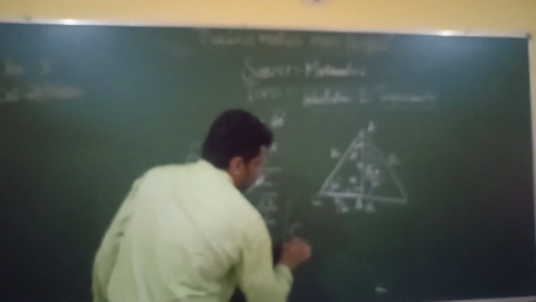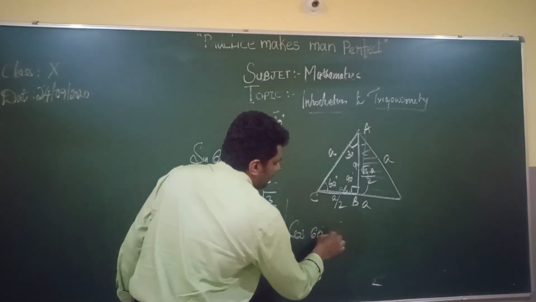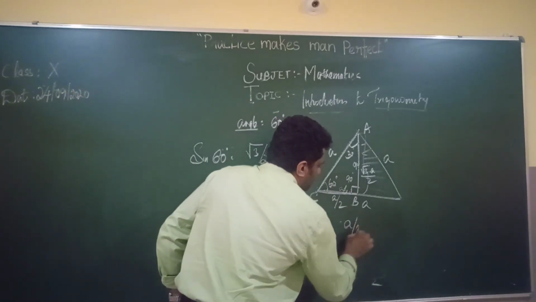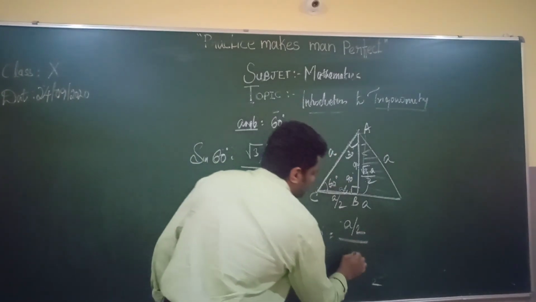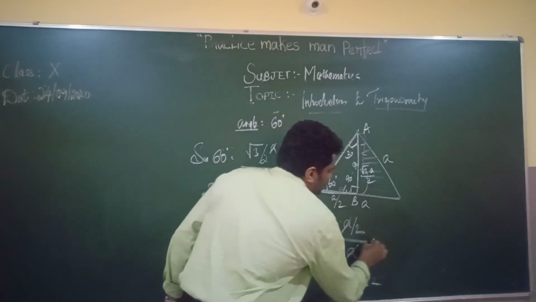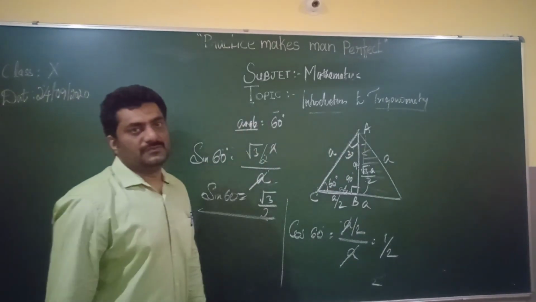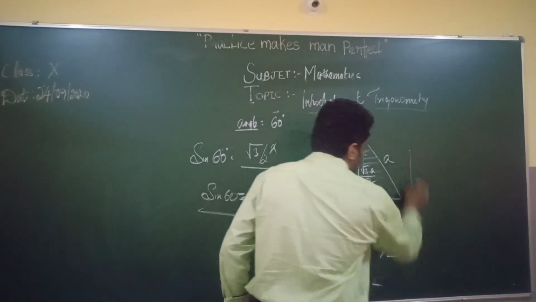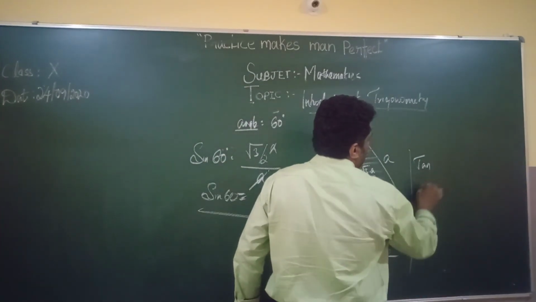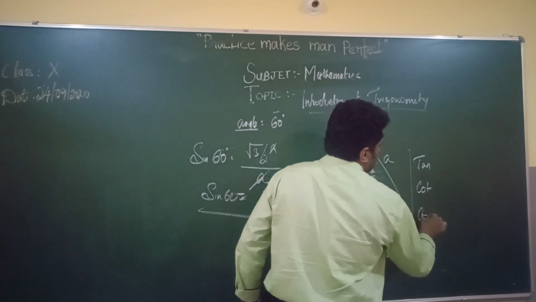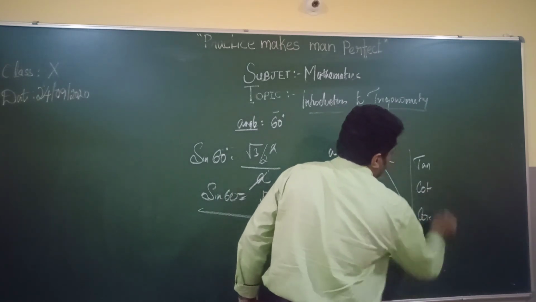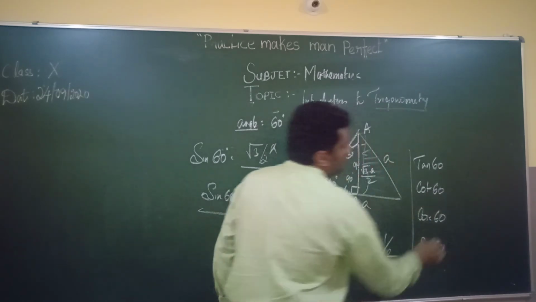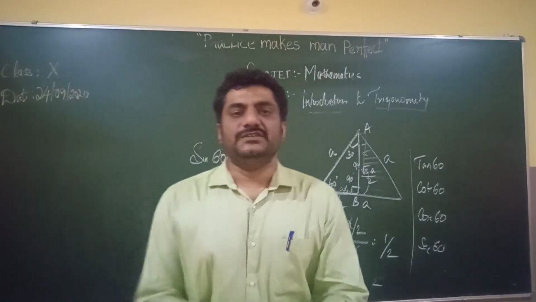Similarly, cos 60. Cos 60 is what? Adjacent, which is A by 2, divided by hypotenuse, which is A. That gives 1 by 2. I want you to do the rest: tan, cot, cosecant, secant, all these values, and see what values you get.